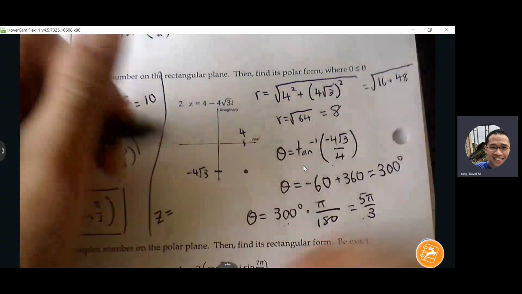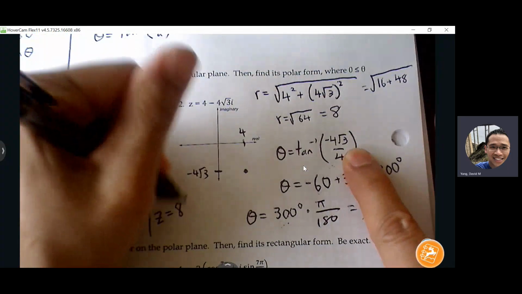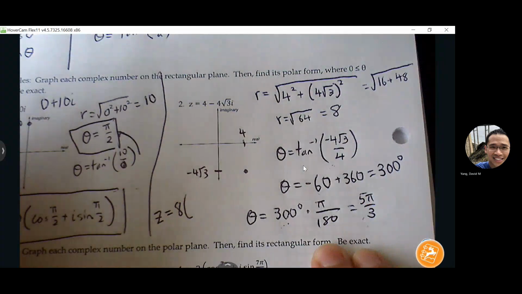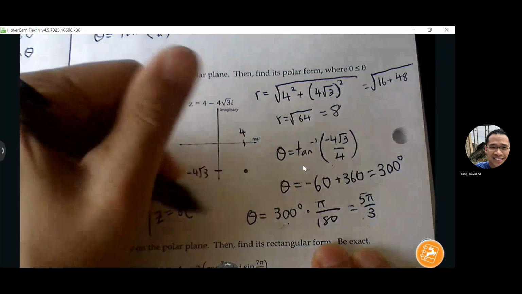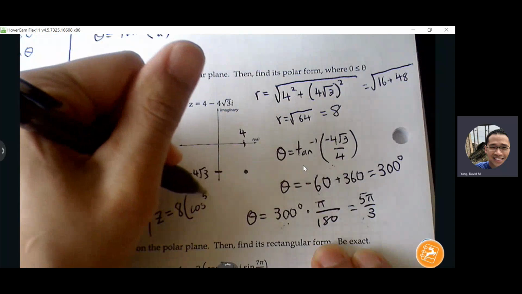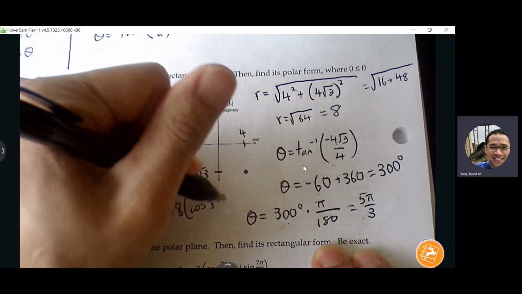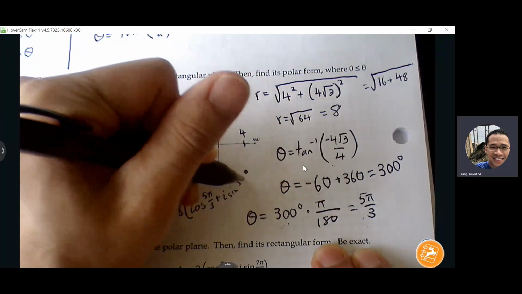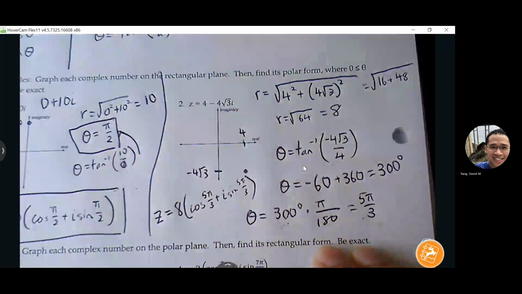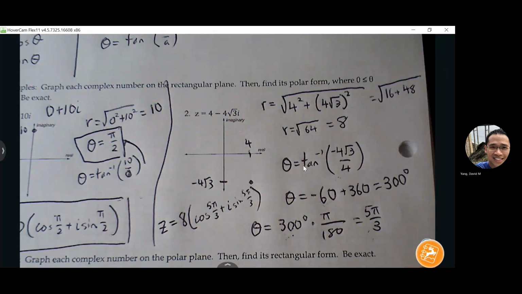Okay, so my radius is 8, so 8 parentheses cosine 5 pi over 3 plus i sine 5 pi over 3. So it doesn't matter that -4√3 is negative, it's always add when it comes to the final equation.